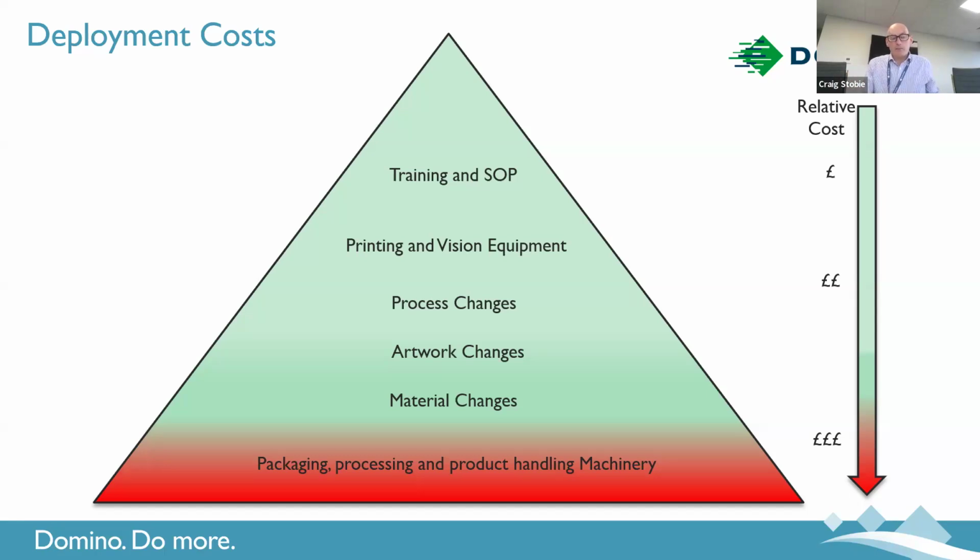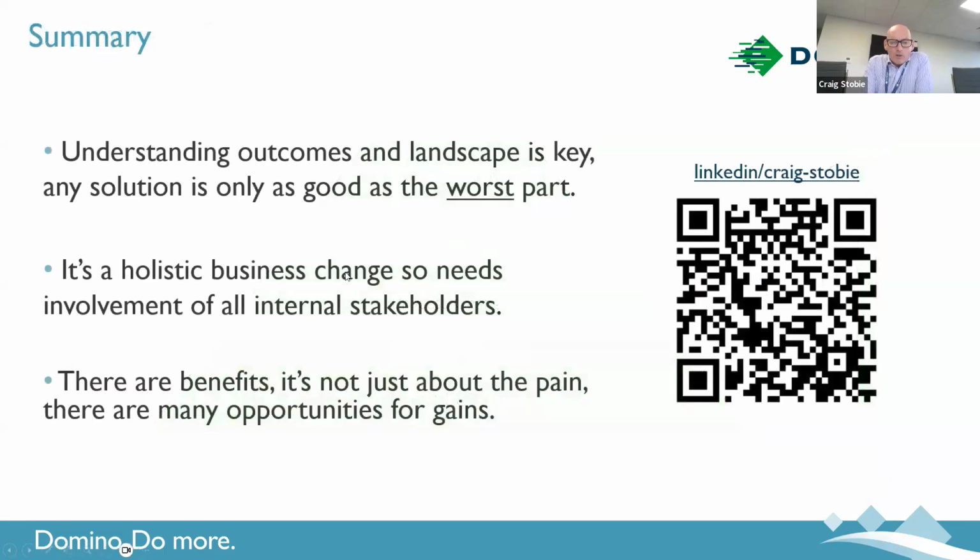Next and final slide, please, Ben. So just a couple of summary points here. Understanding the outcomes you want to achieve and the real granular details of your landscape and ecosystem are key. The approach needs to be broad, and most importantly, the whole solution is only as good as the worst part. That will be the limiting factor. That will set the bar for how good your whole process is, that worst component within your whole system.